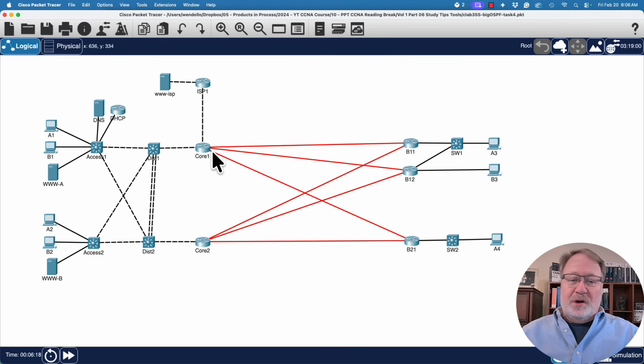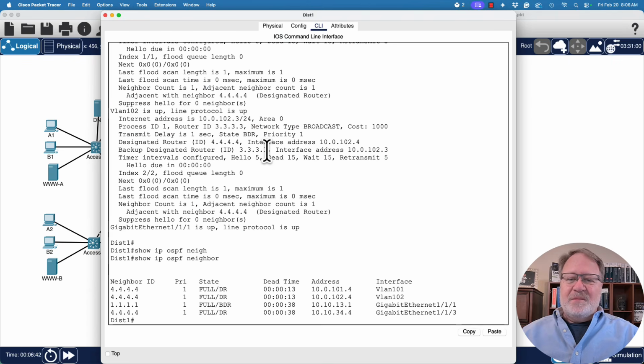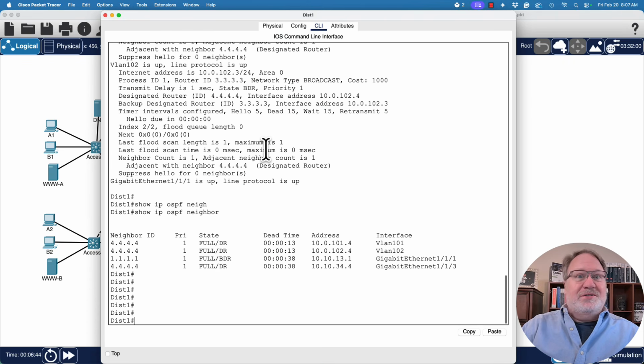So we're going to start over on dist 1 and look at its hello and dead intervals on its two VLAN interfaces that connect down here. And dist 1 becomes neighbors with dist 2 over VLAN 101 and VLAN 102 using those VLAN interfaces and over this routed link. But for this part of the lab, we only change the hello and dead intervals over the two VLAN interfaces, all right? So that's the context.